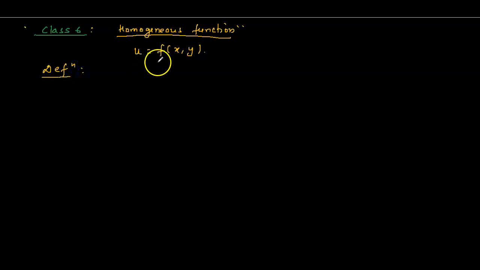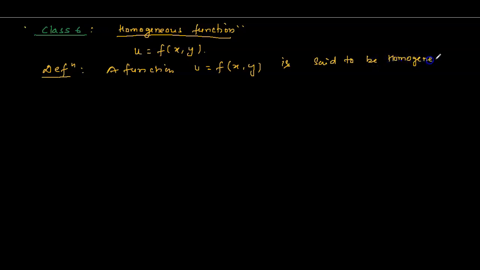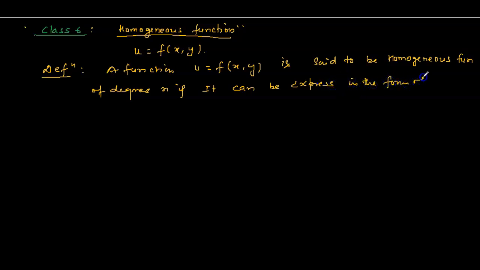Definition: a function u is equal to f of x, y is said to be a homogeneous function of degree n if it can be expressed in the form of u is equal to x to the power of n phi of y by x, or y to the power of n phi of x by y. In this form, then it is said to be a homogeneous function.